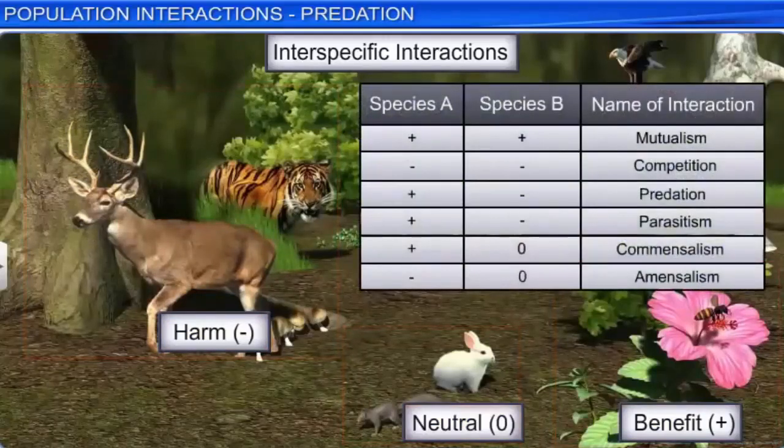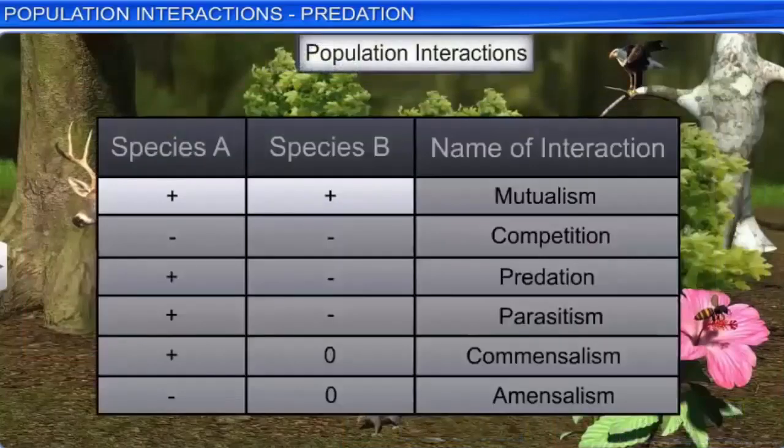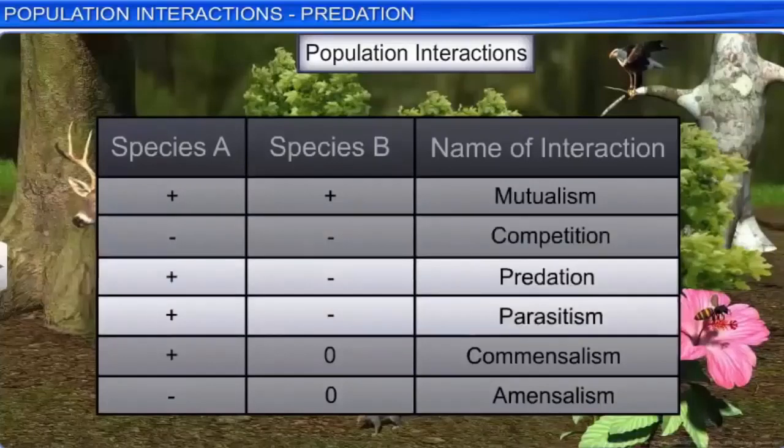When both species benefit from the interaction, it results in mutualism. On the other hand, if both species lose out during the interaction, it results in competition. In both parasitism and predation, the interspecific interaction benefits one species while it harms the other species.